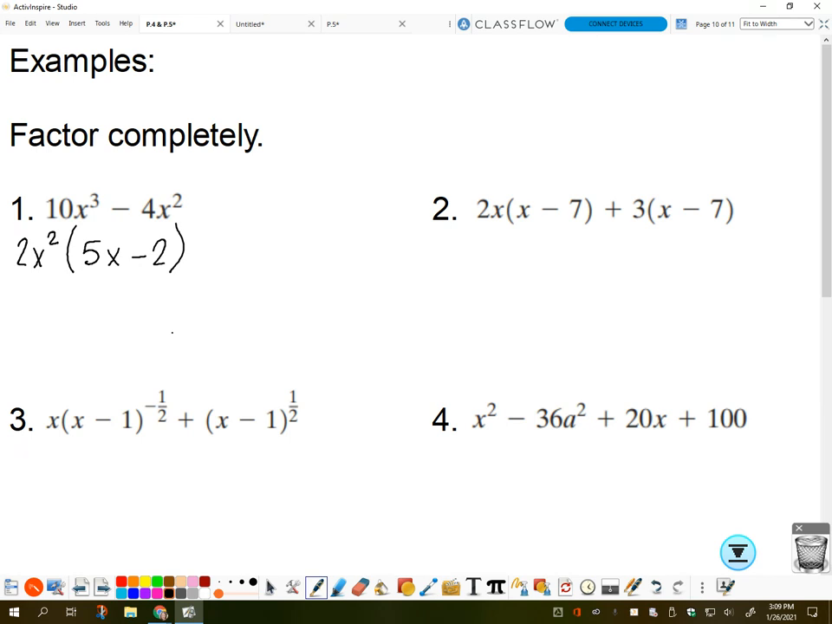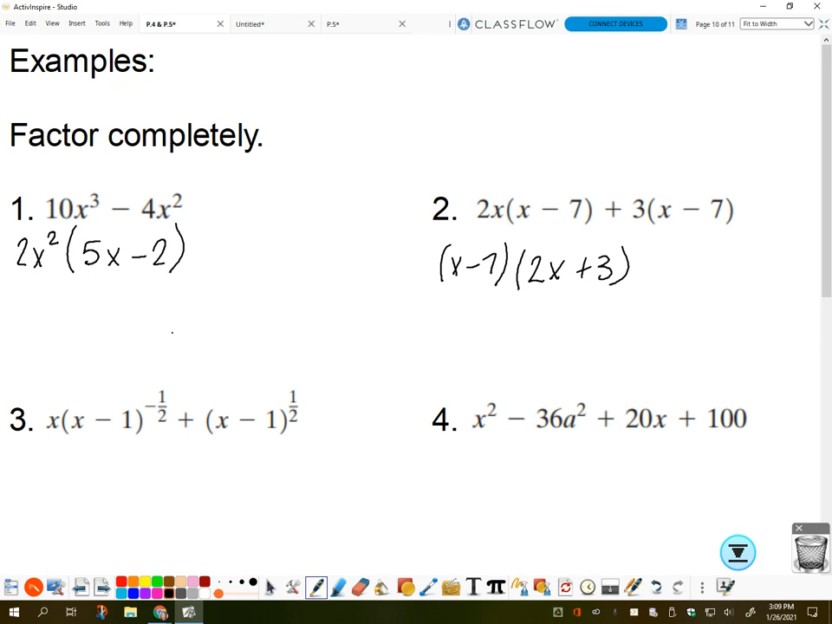All right, number 2. This is another one of those where there's like a common, like a GCF going on, of like a parenthesis. So we did one of those yesterday. So you see that you have these two terms and both of them have this x minus 7. So that's the GCF that you're going to take out. And then you're left with 2x plus 3 in the other parenthesis because that's what those little coefficients are.